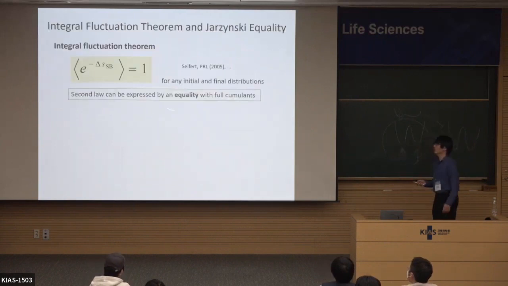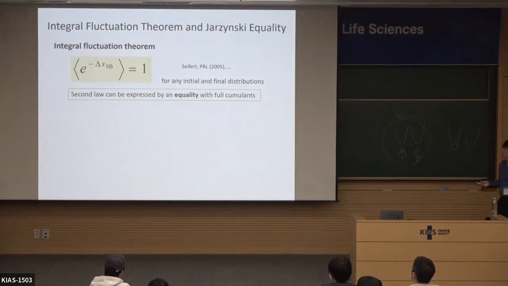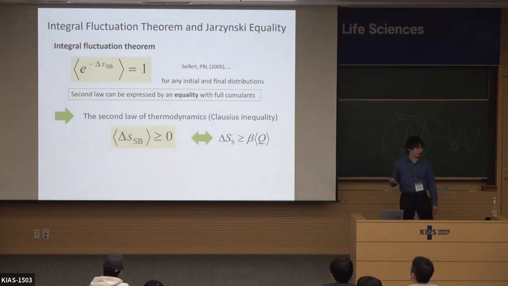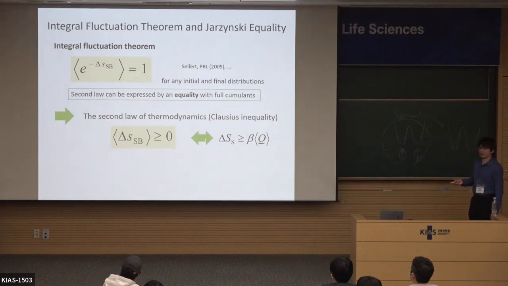And I think Professor Lee already showed this. So we have a generalized Jarzynski equality that is called the integral fluctuation theorem for this stochastic entropy production. If we take the ensemble average of exponential minus entropy production, then it is always given by one. This is almost the same as the Jarzynski equality, but we now allow initial non-equilibrium distributions. And from this, by using the convex inequality, that is Jensen's inequality, we get the second law of thermodynamics at the average level. That says that the average of the entropy production is always non-negative.